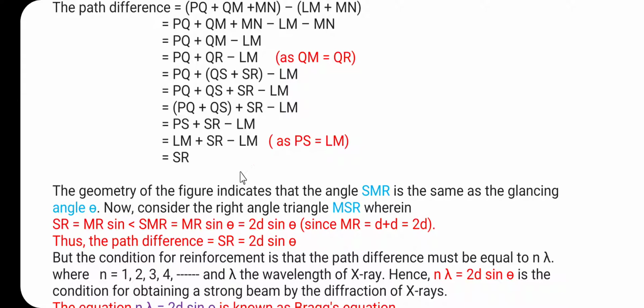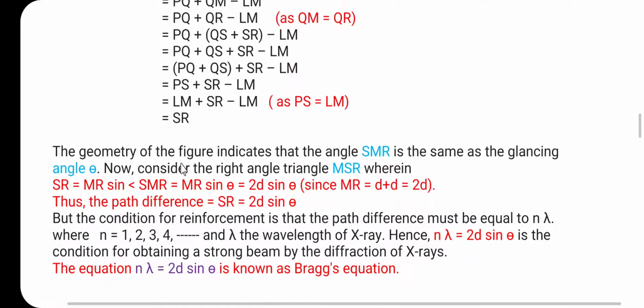In the diagram, PS is equal to LM. So from the geometry of the figure, PS is equal to LM, and the equation can be written as LM plus SR minus LM. The minus LM and the plus LM are cancelled, and finally we get the path difference equal to SR. So the path difference between the two rays is equal to SR.